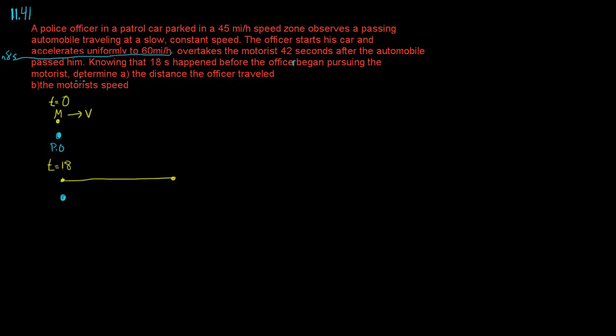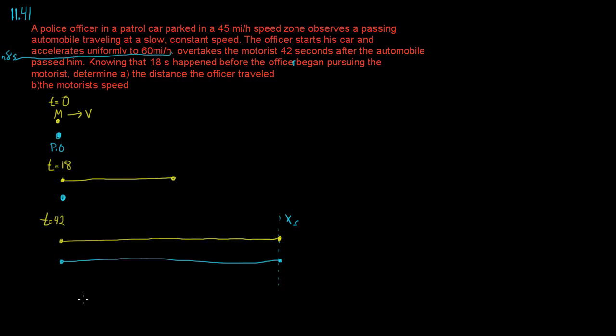And he accelerates uniformly to 60 miles an hour in 8 seconds and overtakes the motorist 42 seconds after the automobile passes him. So at time equal to 42, the position of the motorist, which is somewhere out here, and the position of the police officer, which is at the same point, these 2 points are equal to some unknown distance, some x final. So how do we go about figuring this out?